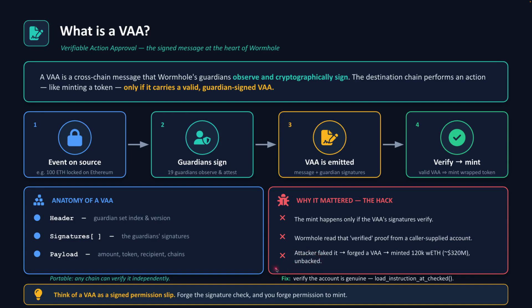So what is the fix? Verify the account is genuine. Load instruction add checked. What is the load instruction add checked? We'll look at it in the next slide. In common terminology, think of a verifiable action approval as a signed permission slip. Forge the signature check and you forge permission to mint.